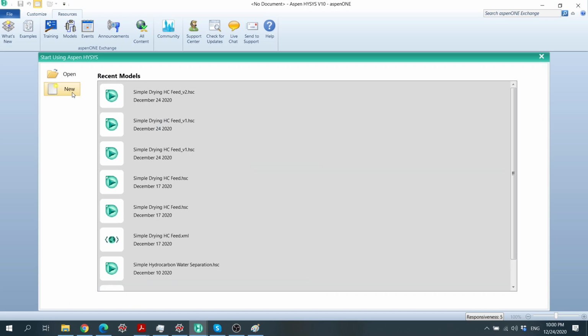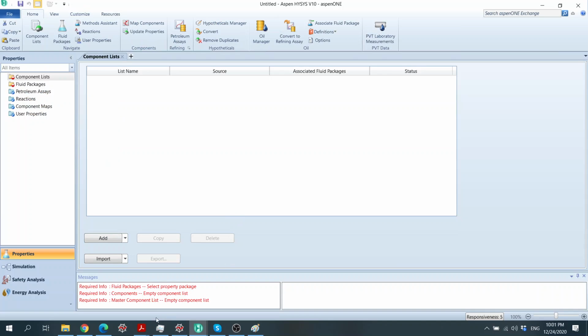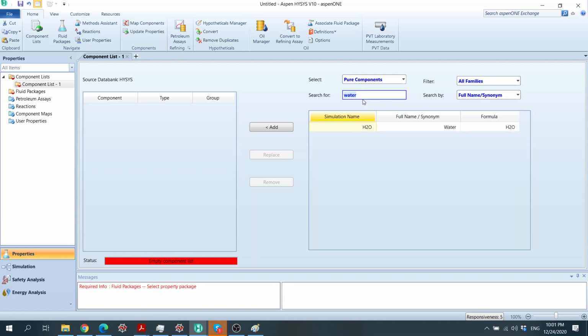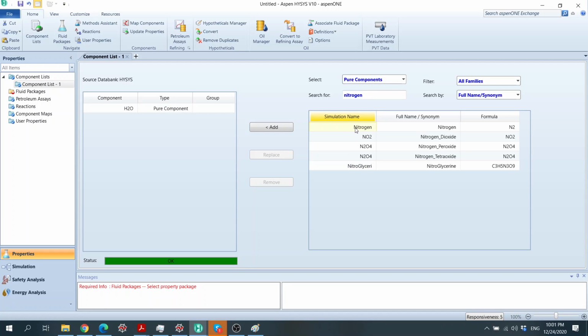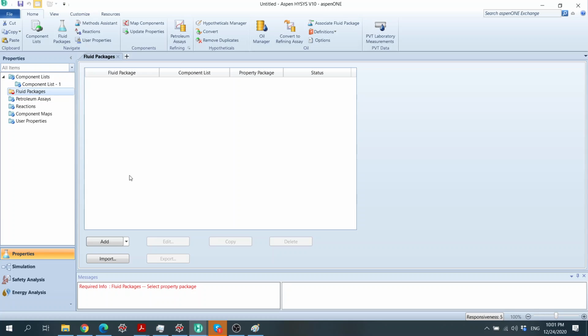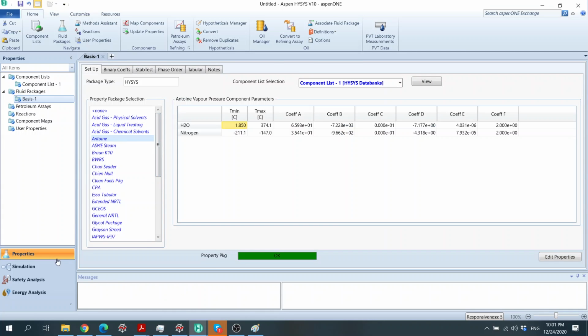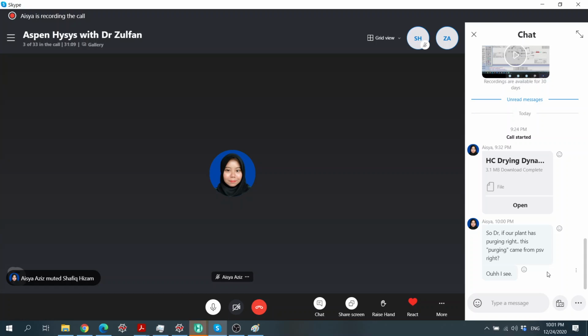Okay. So we'll have, let's see, water and nitrogen, for example, because air is nitrogen. Simple case, so just use an ideal thermodynamic model. Oh, okay. Any other questions?